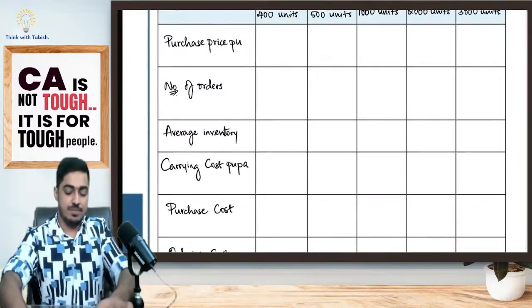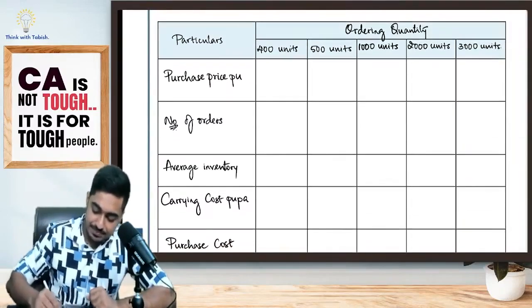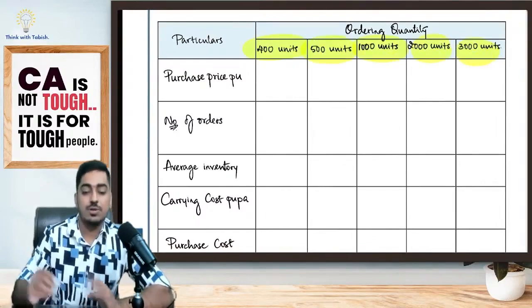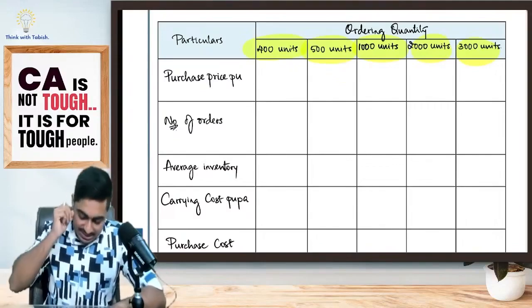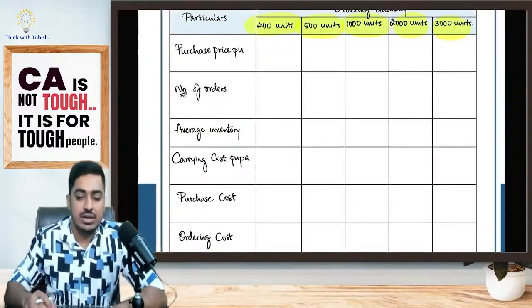Okay, so I've prepared a table here. Look at this. Ordering quantity: 400, 500, 1000, 2000, 3000. Five options. In every option, what is the purchase price? You can just see this because there are so many columns I've already written and kept. If you try doing it, it will take a bit of time.